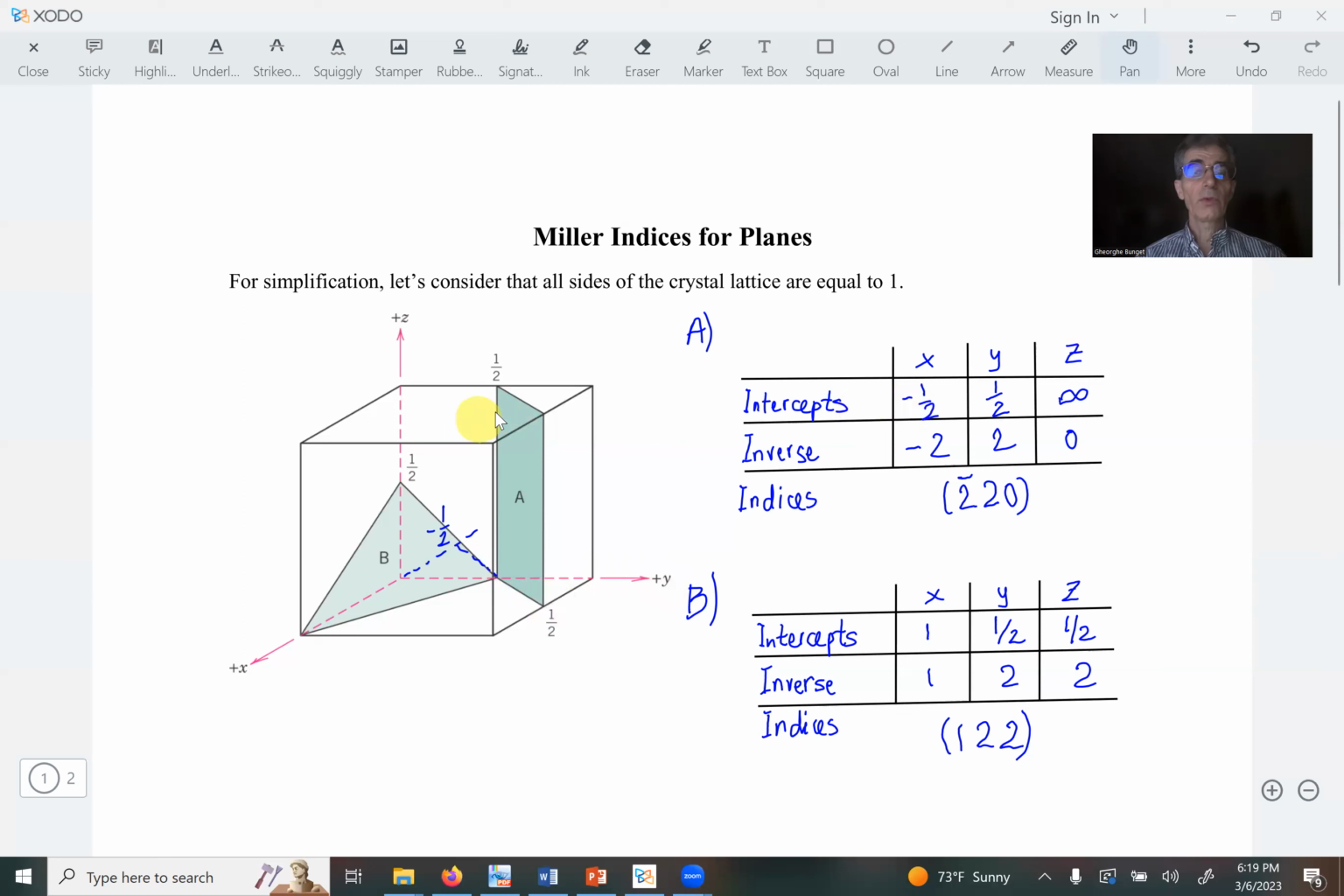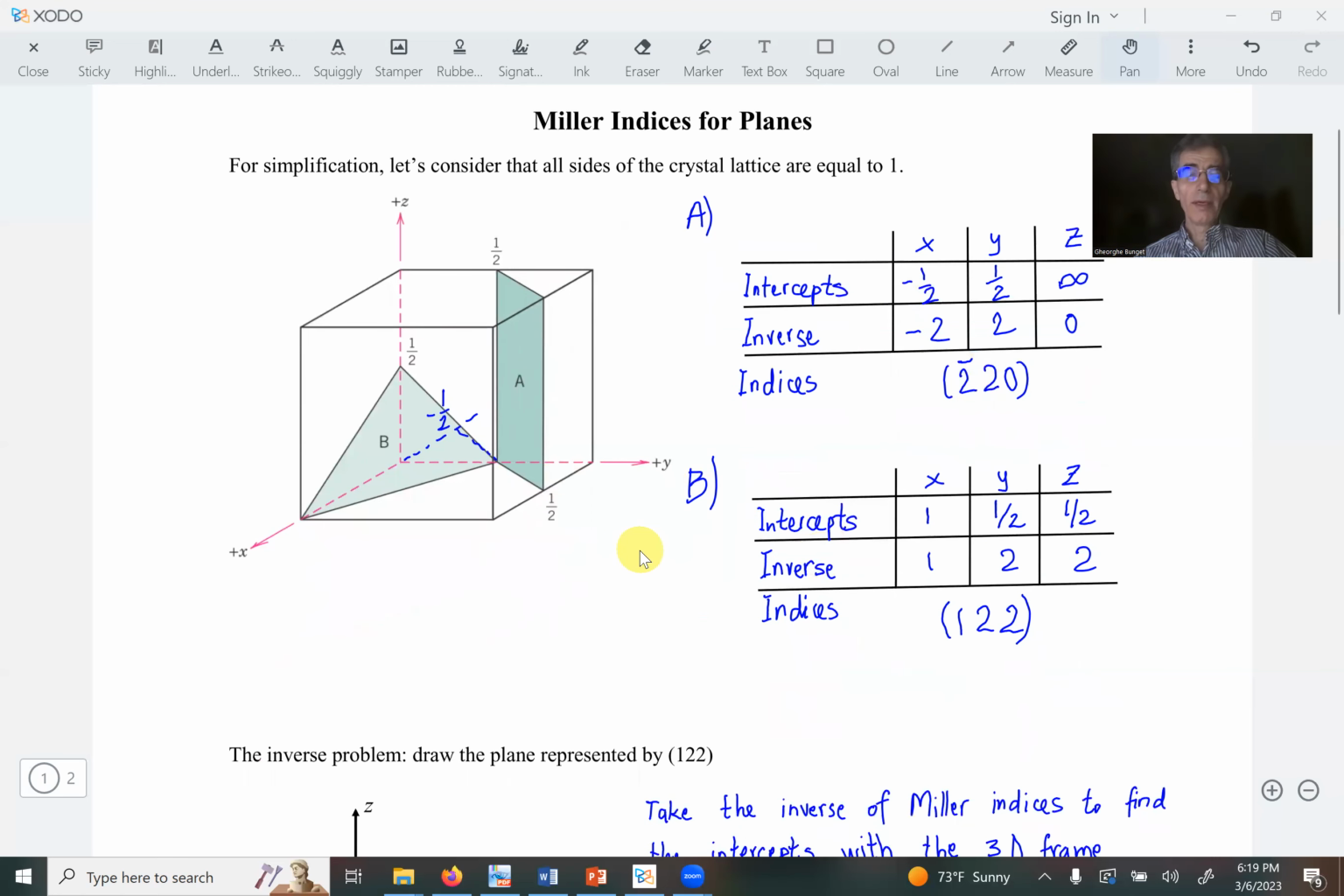We also see that this plane is parallel with the z-axis, so we say that the intercept will be at infinity. Now we take the inverse of these intercepts, and we get -2, 2, and 0. The Miller indices for planes are written in round parentheses, and we put the negative on top of the 2 and call it 2 bar, then 2 and 0. So these are the Miller indices for plane A.